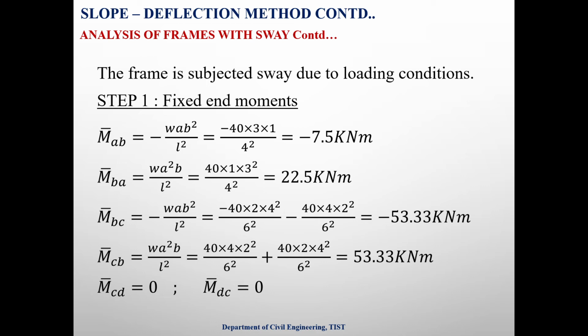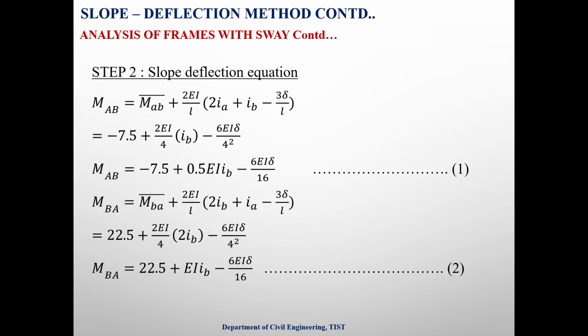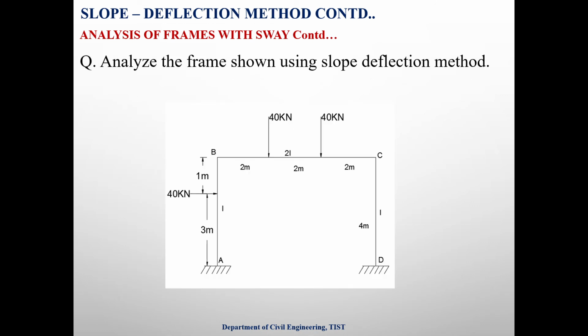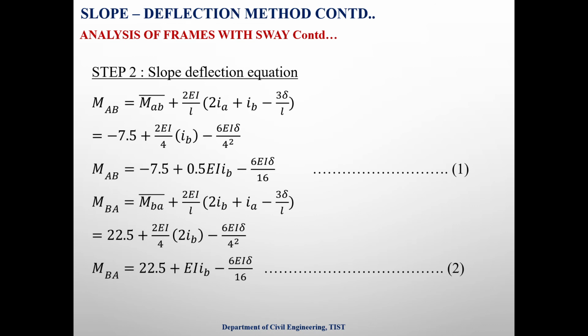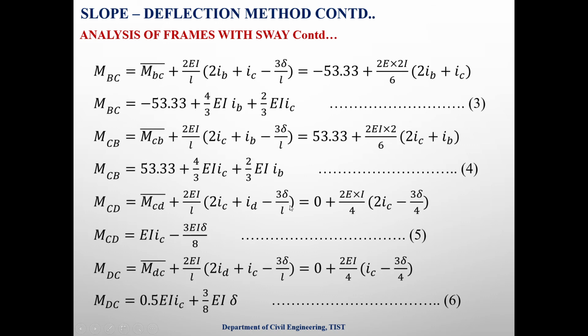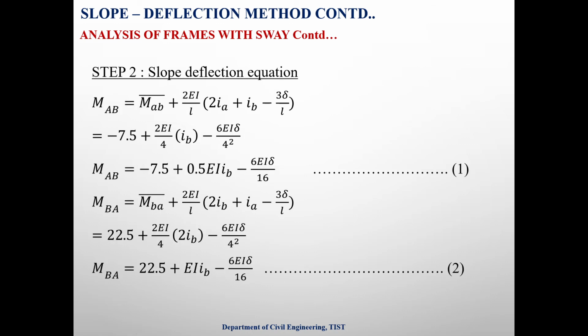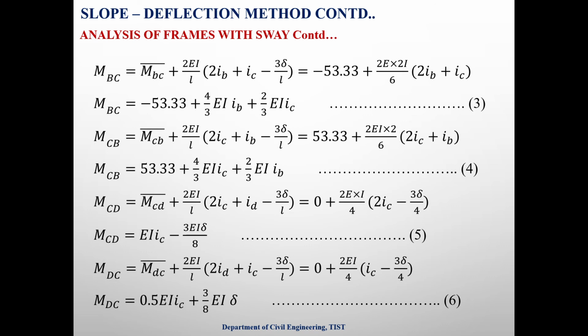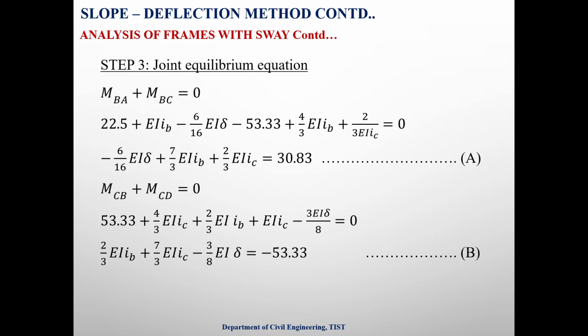After getting the fixed end moments, step 2 is the slope deflection equation. In the slope deflection equation, theta A is equal to 0, theta D is equal to 0, and theta B, theta C and delta values are there. After substituting all the fixed end moments, with theta A equal to 0 and theta D equal to 0, we will get the equations 1, 2, 3, 4, 5 and 6.